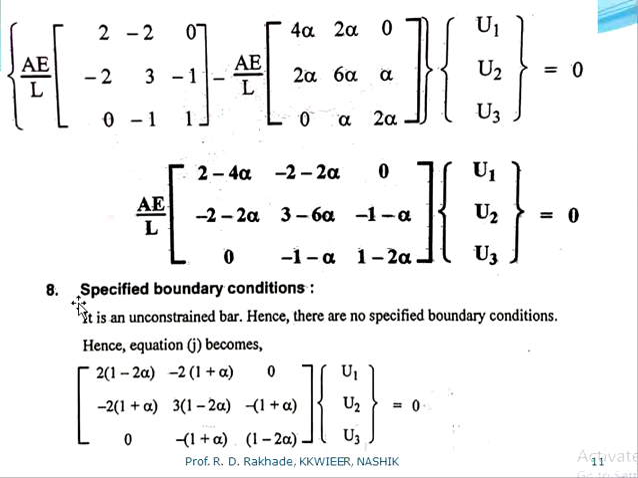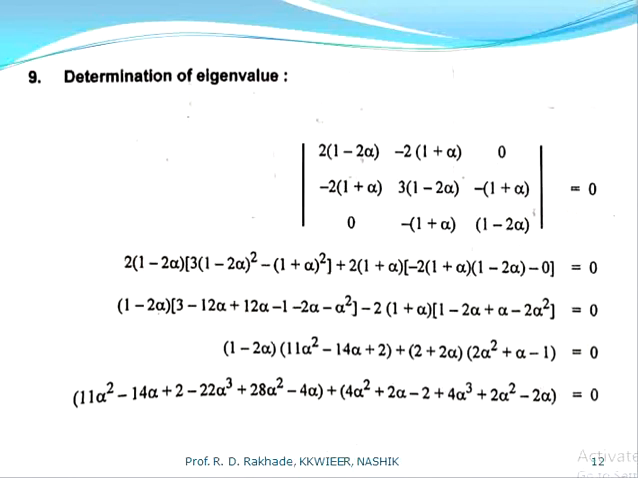Step number 8, application of boundary condition. It is an unconstrained bar, hence there is no specific boundary condition. So the whole equation we can write as it is, just we can shift E upon L towards the right side to determine the value of alpha. Then step 9, determination of eigenvalue.